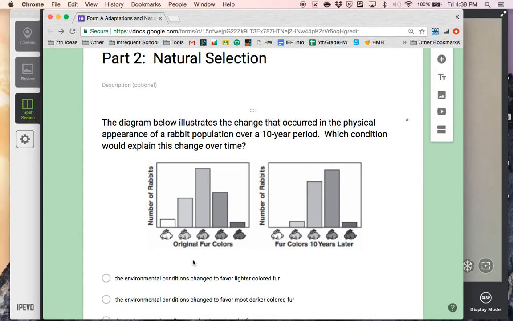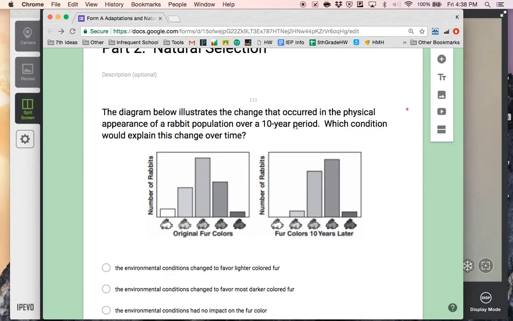Look at this diagram. It's a 10-year period of rabbits. And here we have fur color. So this is the original color here. And it looks like this medium tinted rabbit was pretty popular.